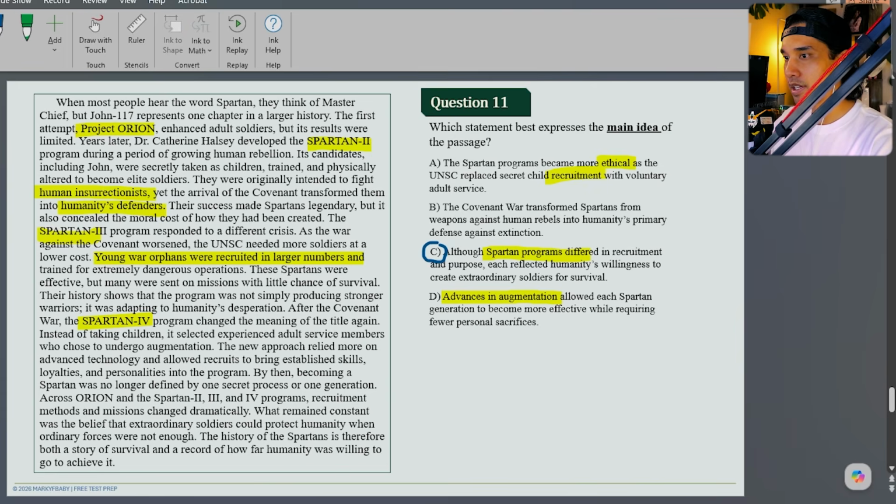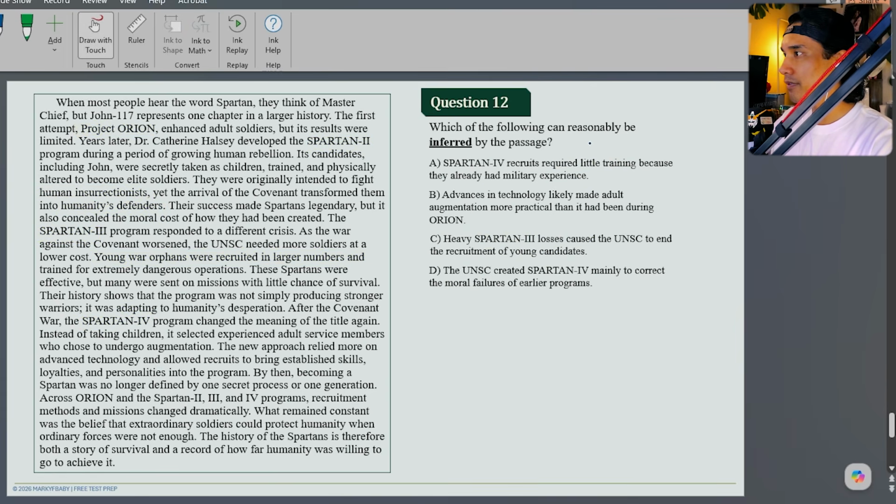So let's go ahead with question 12. Which of the following can reasonably be inferred by the passage? And again, an inference question asks us to combine evidence from the passage and determine something that is not directly stated. Okay? The correct answer must be a reasonable conclusion without adding unsupported information. Now, I read that, and that sounds like you gotta read someone's mind, right? But we're looking for something that is not directly stated. So let's go ahead and read the answer choices here.